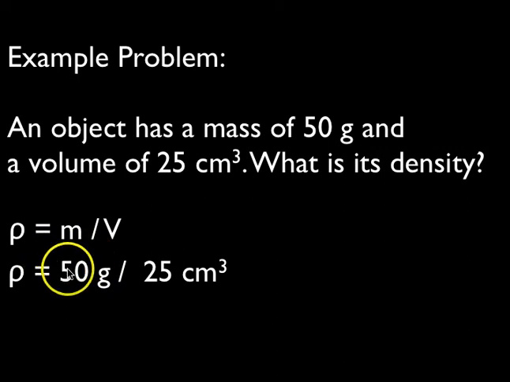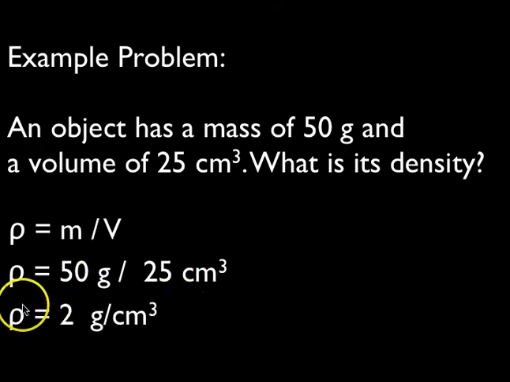And now we divide this. 50 divided by 25 is 2. But whatever we do to the numbers, we have to do to the units as well. Grams divided by cubic centimeters is just written out as grams per cubic centimeter. So the density of this object is 2 grams per cubic centimeter. Okay, now we have a feel for what density is. It's how much matter is packed in a certain amount of space, and we know how to calculate it.